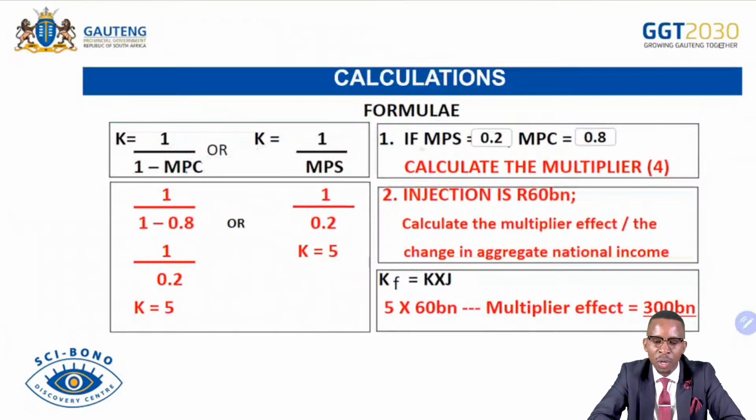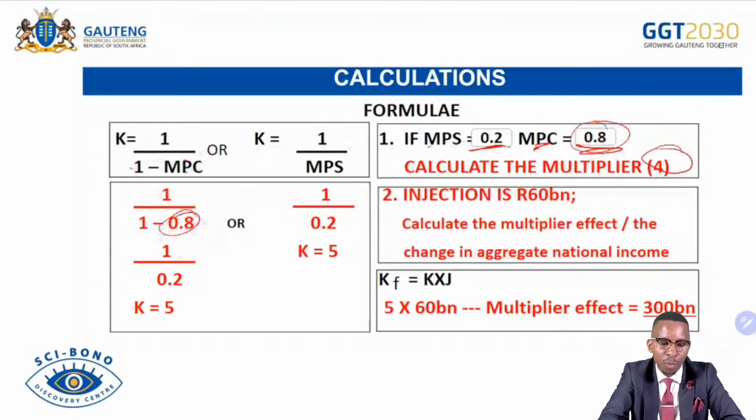So let's substitute using the first formula. MPC is 0.8. So K equal to 1 over 1 minus MPC, then 1 over 1 minus 0.8. Remember, our MPC is 0.8, and then we continue with the next step: 1 over 0.2, because if you say 1 minus 0.8, you get 0.2. Therefore, it will be 1 over 0.2. Our multiplier equals 5.